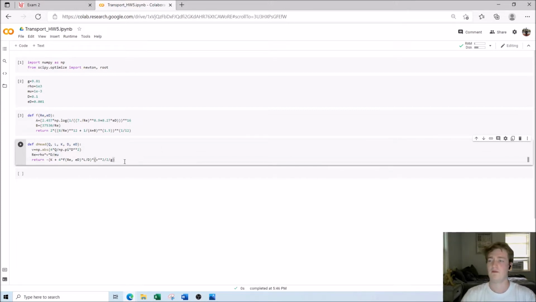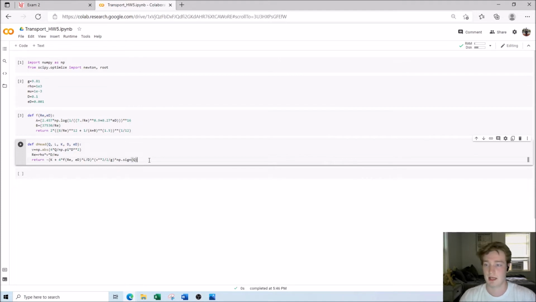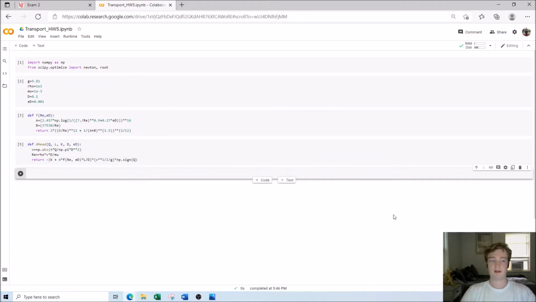But what does that mean for our output? What that means is we need to reaccount for the direction of the flow in our output. And we can do that using the sign function in NumPy. So multiplied by np.sign of our flow, just like that. Perfect.